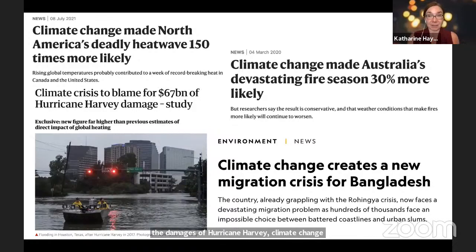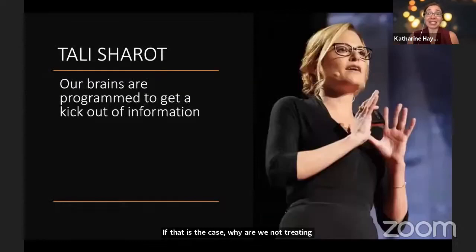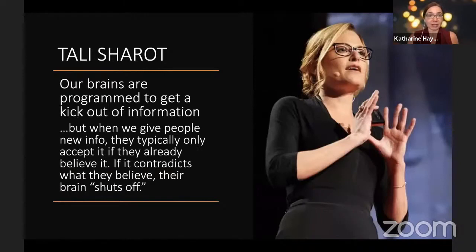So if that's the case, why are we not treating it like an emergency? Because it is. Well, to understand this, we have to go to the social sciences, not the physical sciences. Tali Sharot is a neuroscientist, and she writes in a book she wrote called The Influential Mind, she says, our brains are programmed to get a kick out of information. But when we give people new information, they typically only accept it if they already believe it. If it contradicts what they believe, their brain shuts off.